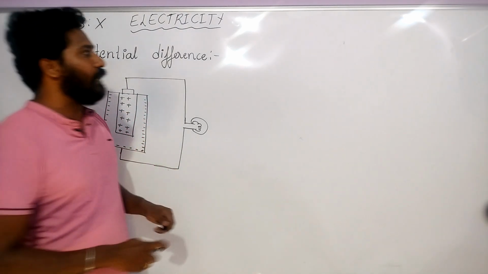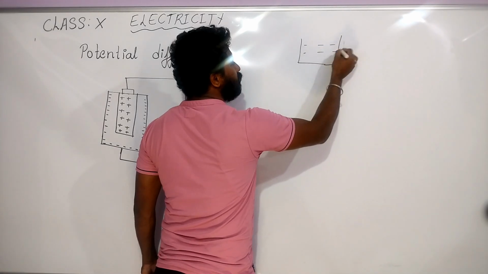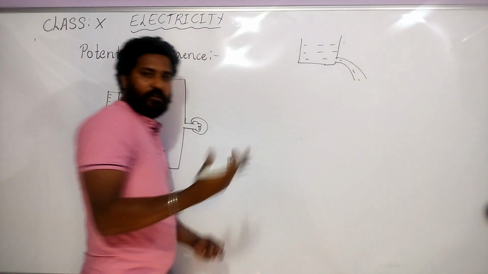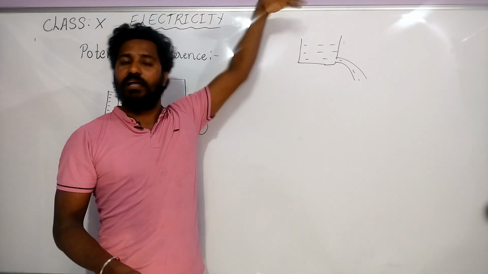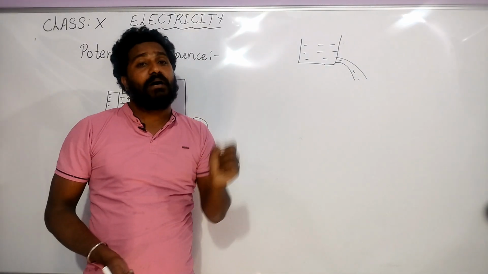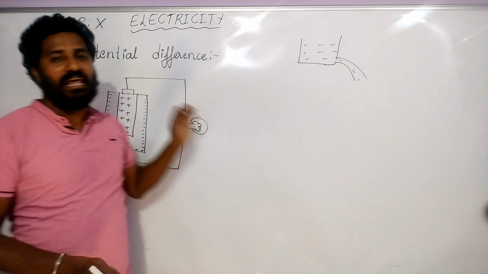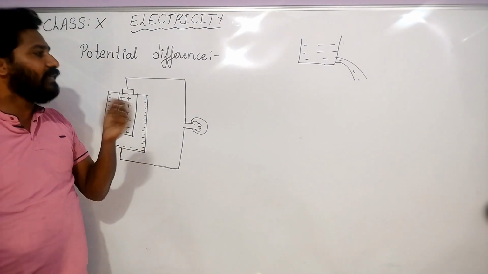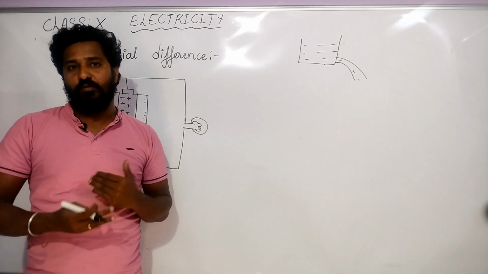Yes or no? So for example, I have taken an overhead tank. What happens when you open the tap? The water falls like that. So what is that energy? Potential energy, right? Then it converts into kinetic energy, and then it falls. But such gravity does not work in electric current. Did you understand? But something must be there to make the electrons move.